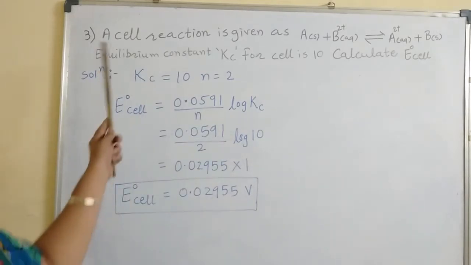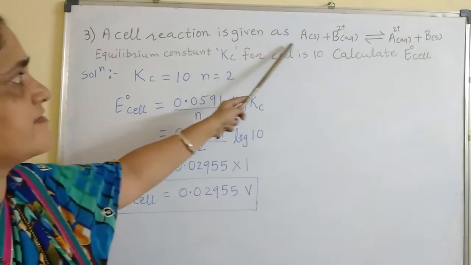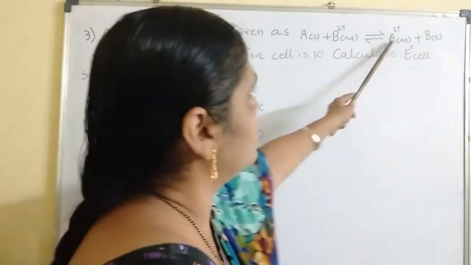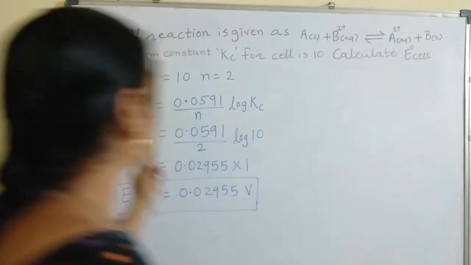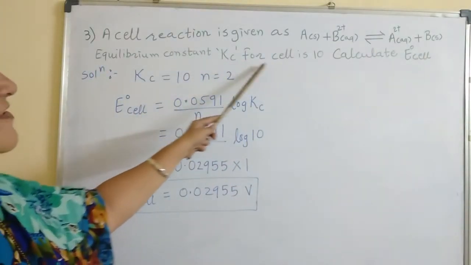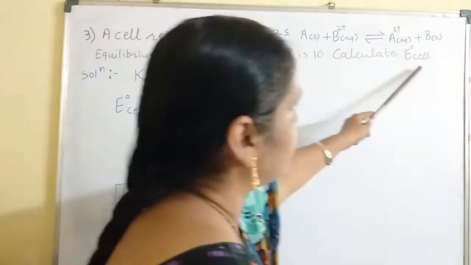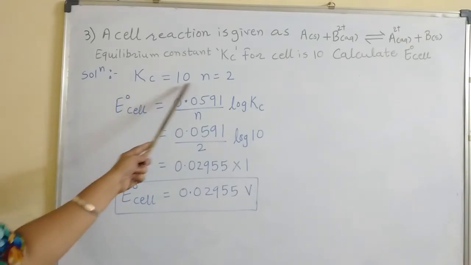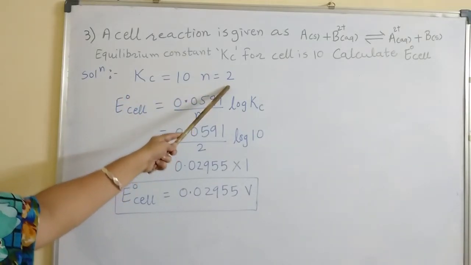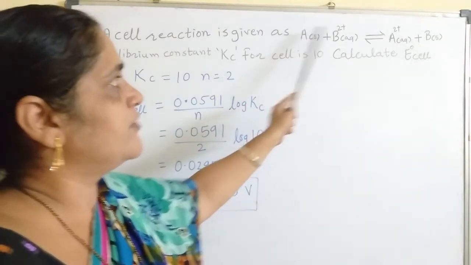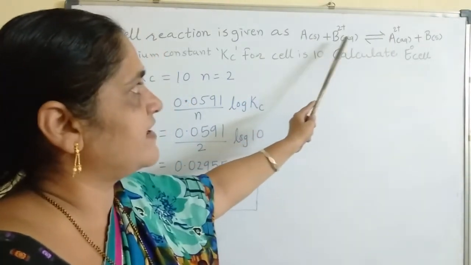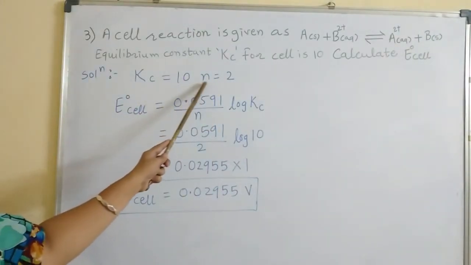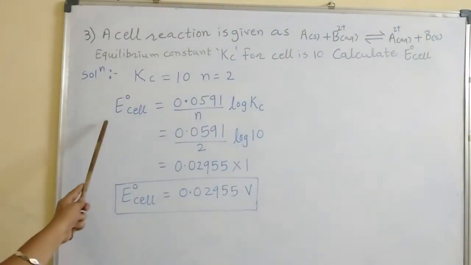Now, the next numerical: a cell reaction is given as A(s) plus B2 plus (aq) gives A2 plus (aq) plus B (solid). So here the equilibrium constant Kc for the cell is 10. Calculate E naught cell. In this way the question is there. Now Kc value we have got, that is equal to 10, n is equal to 2, that is the number of electrons transferred is equal to 2, because here A produces A2 plus ion and B2 plus ion accepts 2 electrons to produce B solid, means number of electrons transferred in the redox reaction is equal to 2.